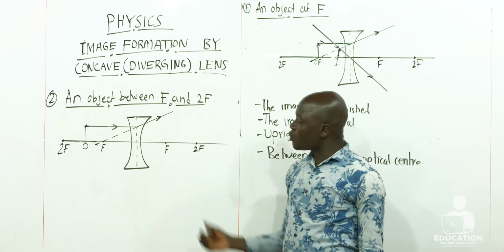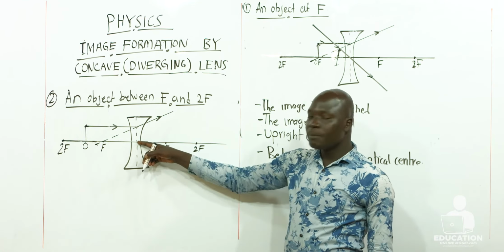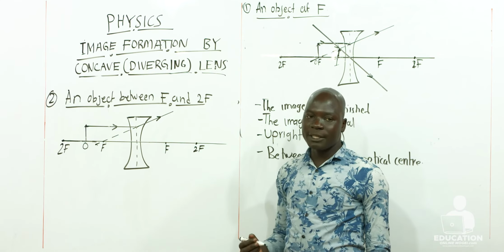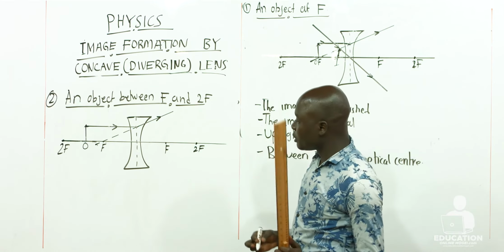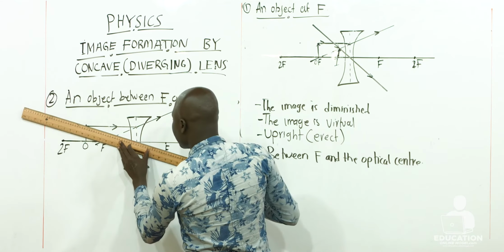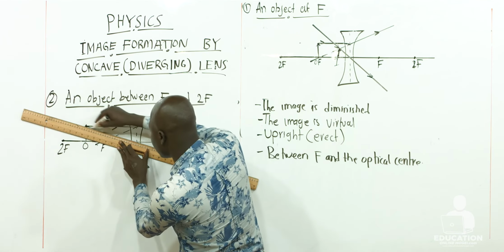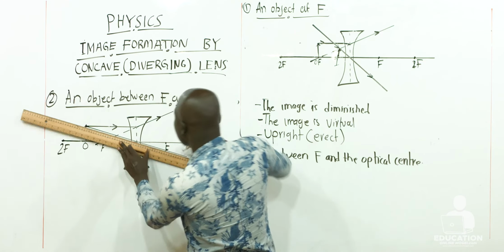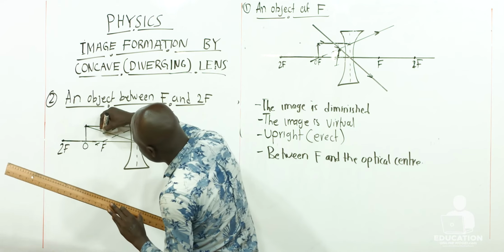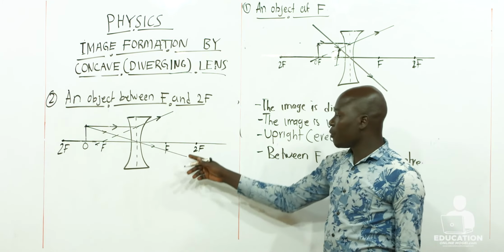Then dear learners, we are also going to use the second ray. That is a ray through the optical center which goes undeviated, meaning its direction will not change. So the direction of this ray will not change.